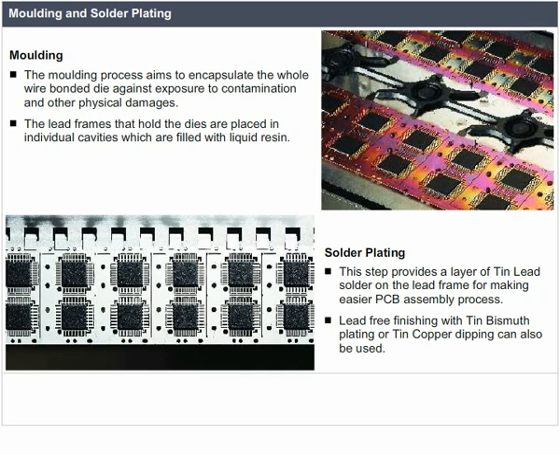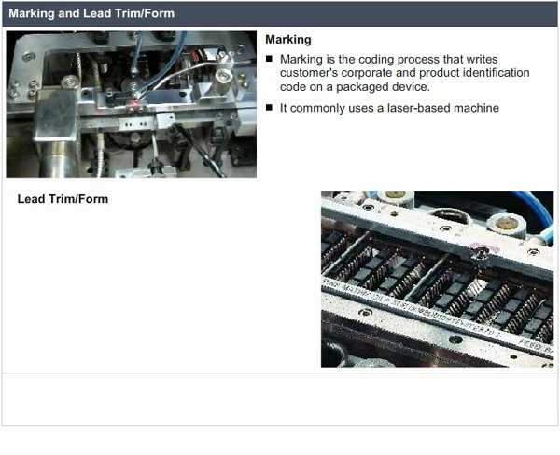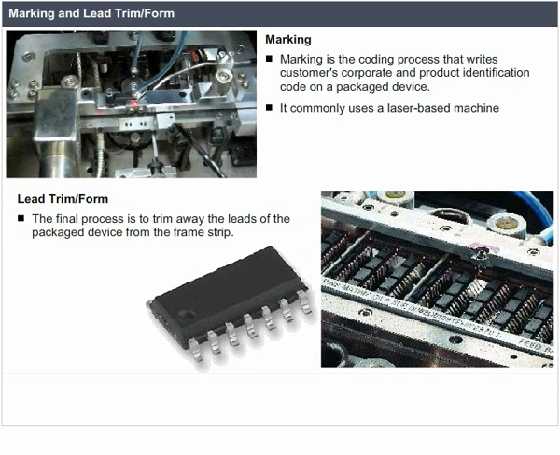Lead-free finishing with tin bismuth plating or tin copper dipping can also be used. Marking and lead trim or form. Marking is the coding process that writes customers' corporate and product identification code on a packaged device. It commonly uses a laser-based machine. Lead trim or form. The final process is to trim away the leads of the packaged device from the frame strip. The leads are cut and formed mechanically to the specified shape.